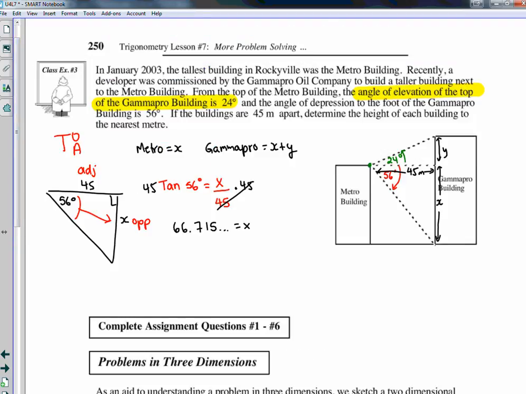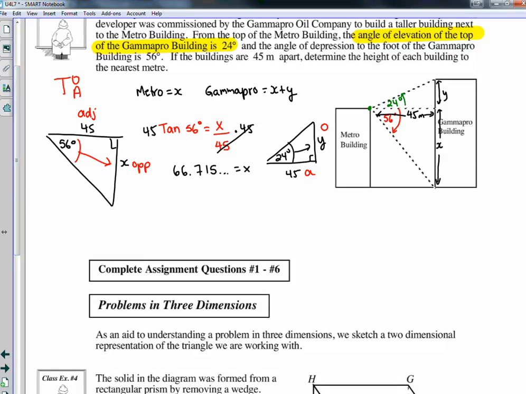Y. Y is the top triangle, right? 24 degrees. Y, what's this distance on the bottom? 45 as well, right? The distance between the two buildings is 45. So again, what's Y called? Opposite. What's 45? Adjacent. Which ratio is O and A? Tan. Tan of 24 equals Y over 45. We do what to both sides? Multiply by 45.